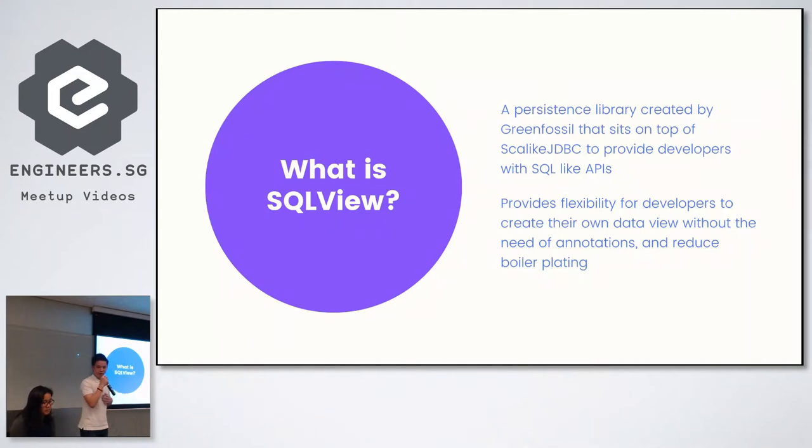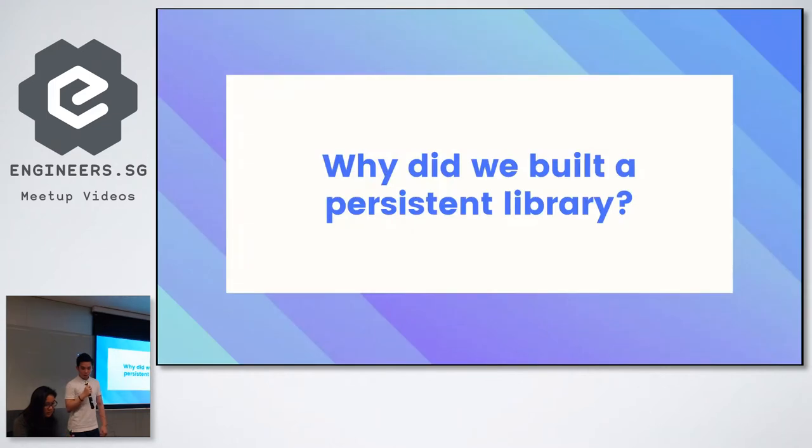So this is our persistent library, which sits on top of Scala JDBC. The main goal in mind is to provide flexibility for developers to create their own data view without needing annotations, and also to reduce boilerplate. So when we moved to Scala, we were in need of a persistent library with certain features that can meet our requirements. So we're going to tell you why we built it.